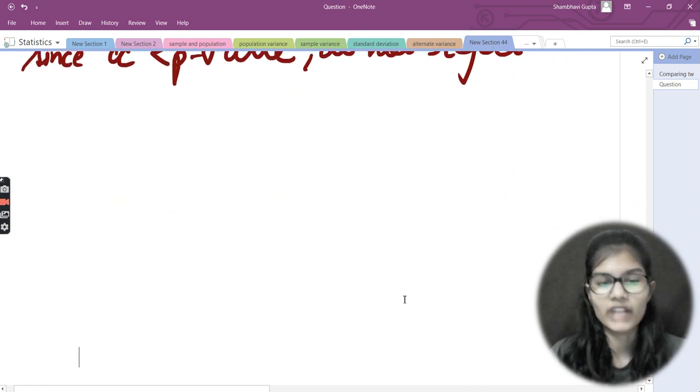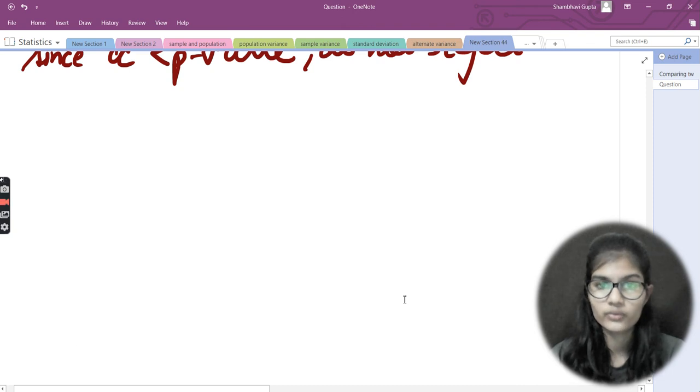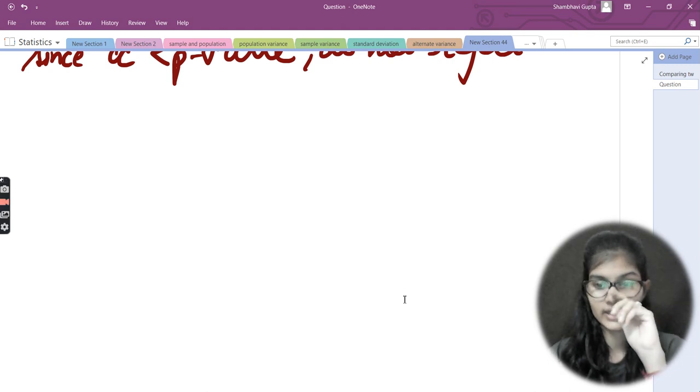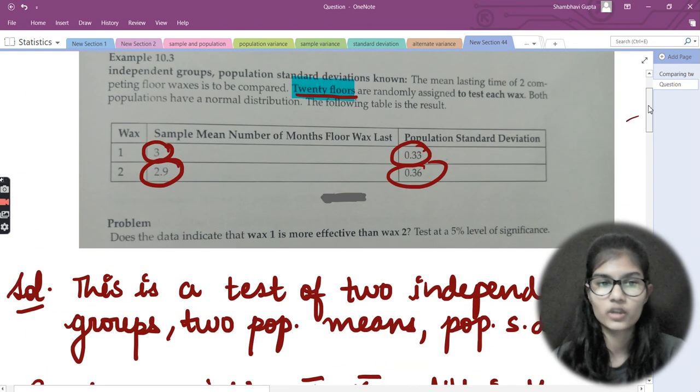What about the conclusion for the 5% level of significance? So we can say that at the 5% level of significance, from the sample data which we are given, there is not any sufficient evidence to conclude that the mean time wax 1 lasts longer than the mean time wax 2 lasts, for the second wax. So basically we do not have any sufficient evidence to conclude this particular thing, that the mean time wax 1 lasts is longer than the mean time wax 2 lasts. Right? Hope you got the idea how to solve this particular question.